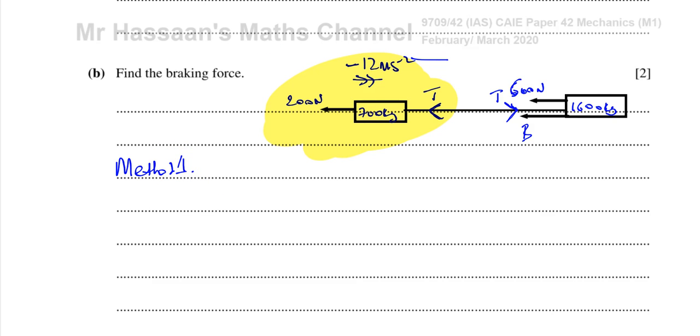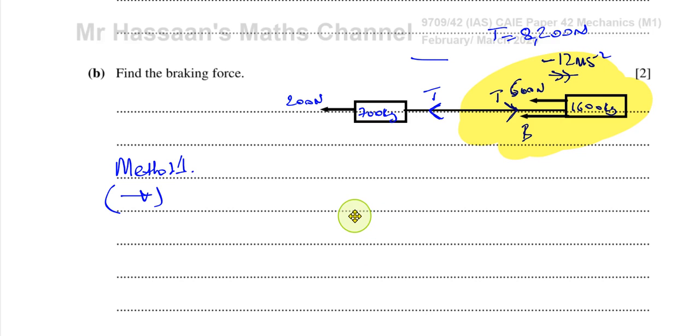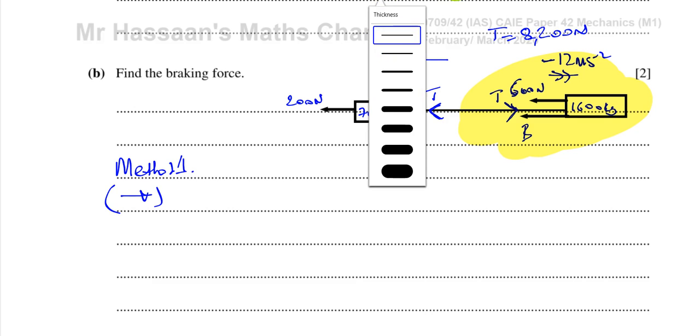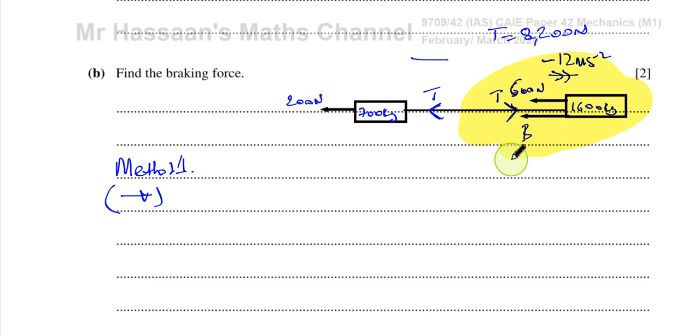is where we could just consider what's happening here. Just change our focus to what's happening with the car. Now we know the thrust, not the tension, the thrust in the rod, is 8,200 newtons. So if we consider what's happening here, we know that this whole system is moving with the same deceleration of 12 meters per second squared, and it's moving towards what we've drawn as the right.